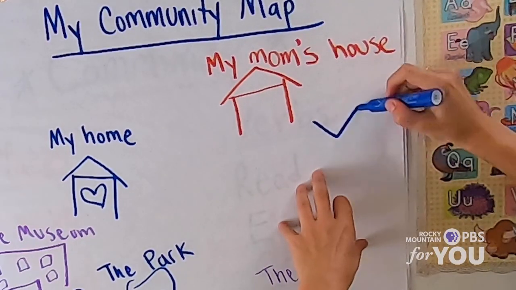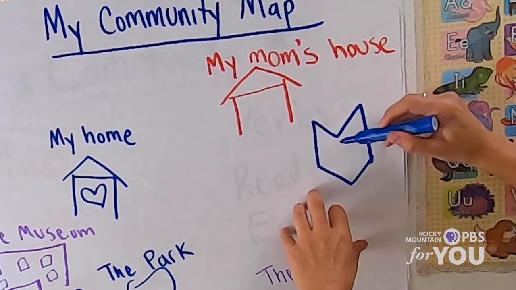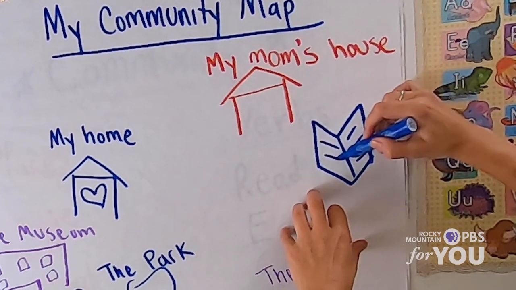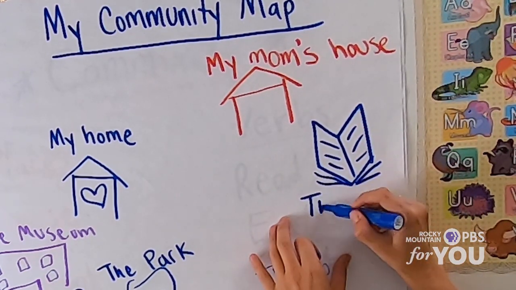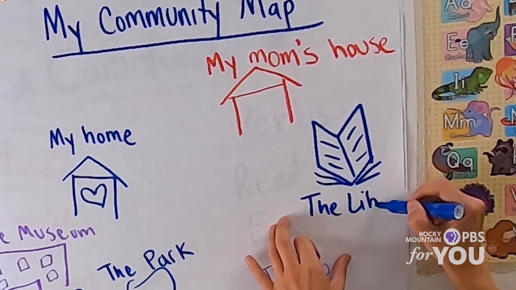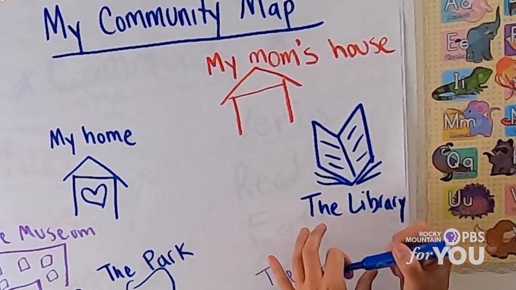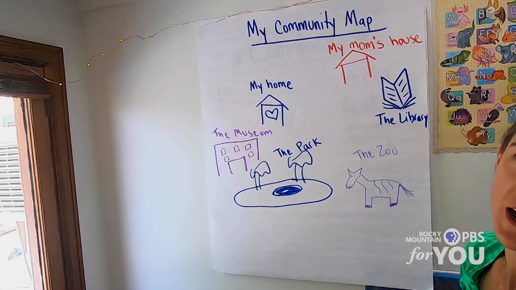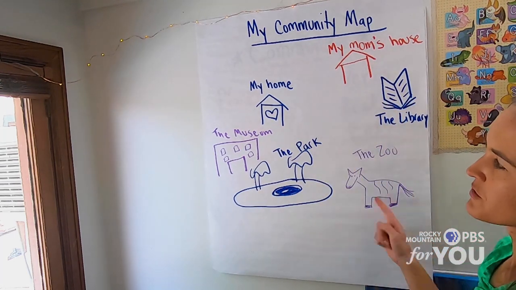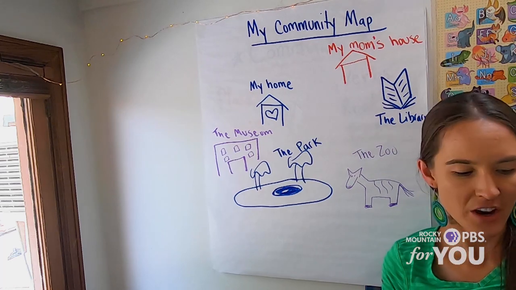You know what? For the library, I'm going to draw a book to show the library. Okay. Here's my book. The library. All right. The library is next to my mom's house. It's all pretty close. Okay, are you ready?